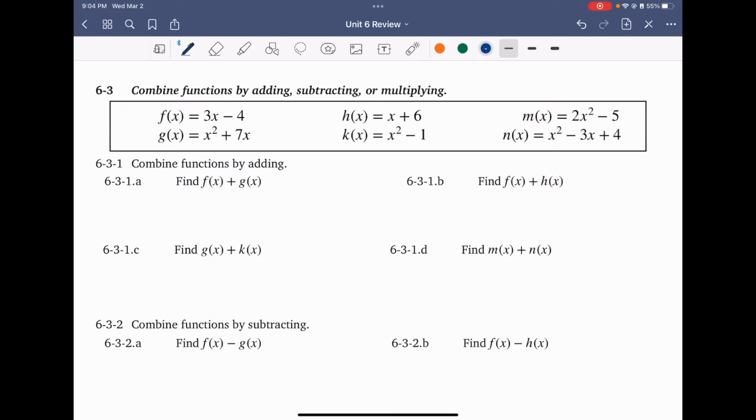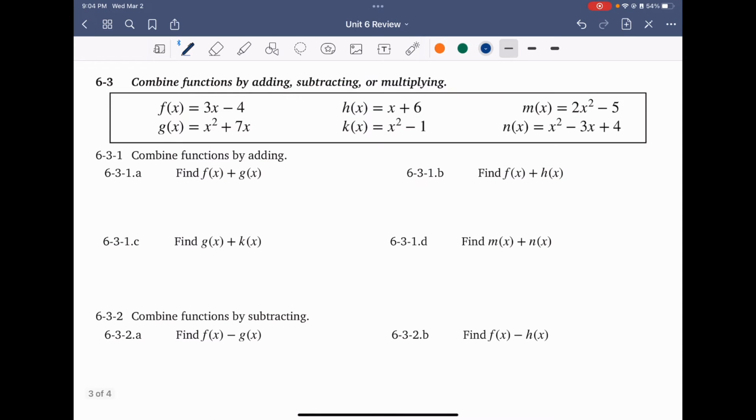So first problem, we are going to find f of x plus g of x. So go ahead and write f of x, which is 3x minus 4, and then we're adding, so put a plus symbol, and then we're going to find g of x, which is x squared plus 7x. All right, so once you've written both of them and you're adding it, the only thing left to do is combine like terms. So I always like to start by looking for my x's with the highest power first, which is my x squared terms, and I just have the one of those, and it's a positive, so I'm going to go ahead and write that down, x squared.